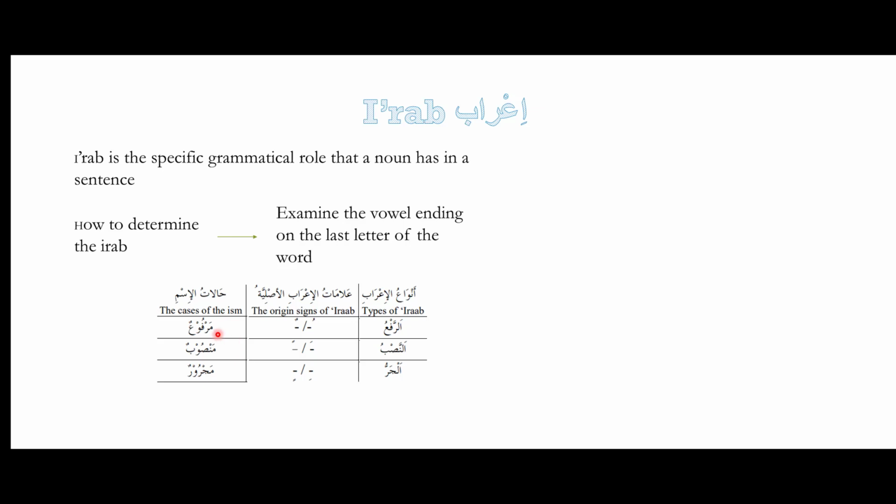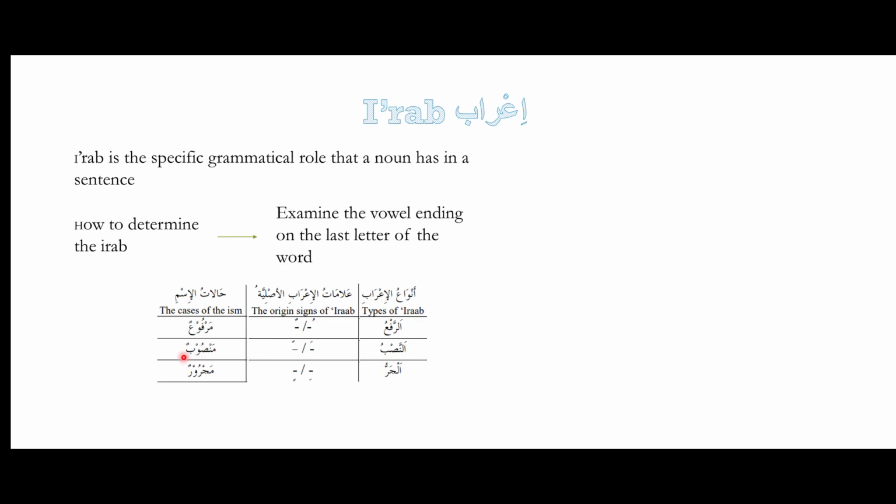Okay, a little bit of detail I want to give you here. If you notice here, raf, what are the base letters here? Ra, fa, ain. Can you find ra, fa and ain here? Look, ra, fa and ain. So these terms are closely related. It is just a term to describe i'rab, and this is the term used to call the ism. Ism is marfu, the i'rab is raf.